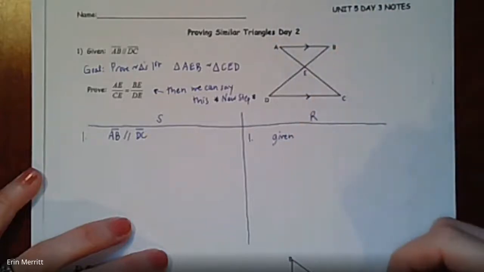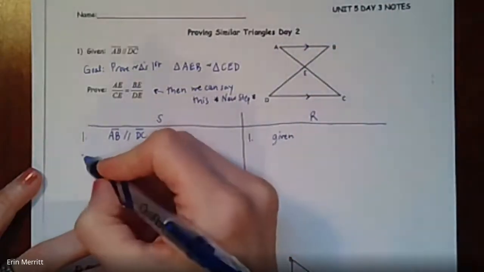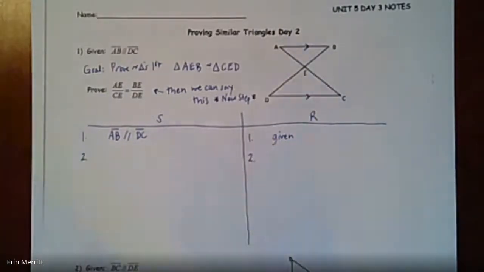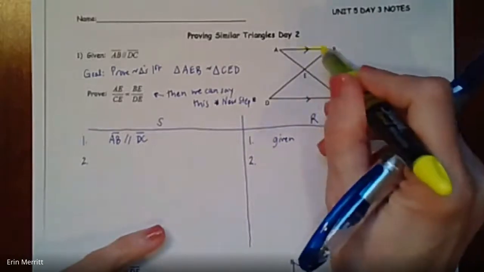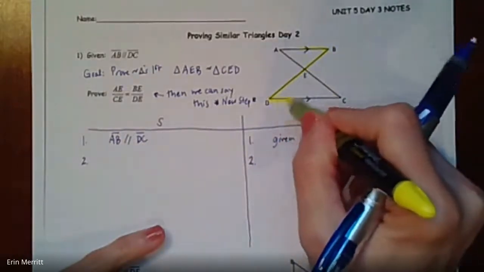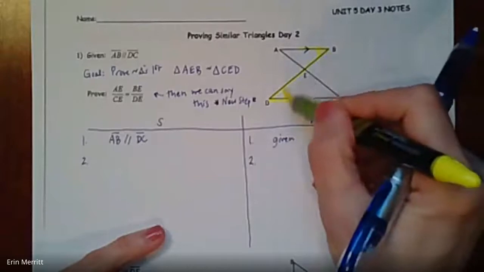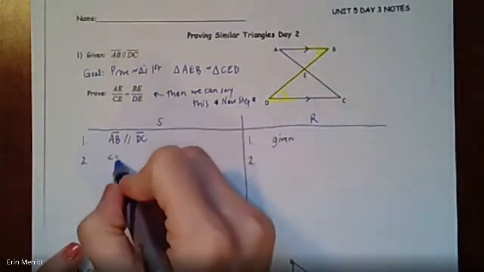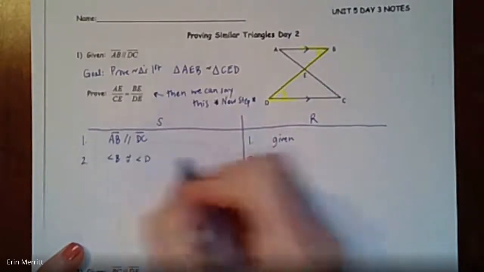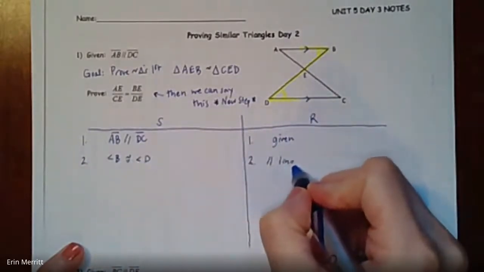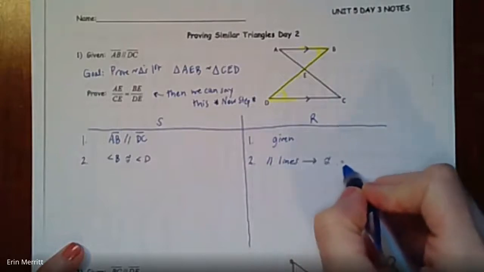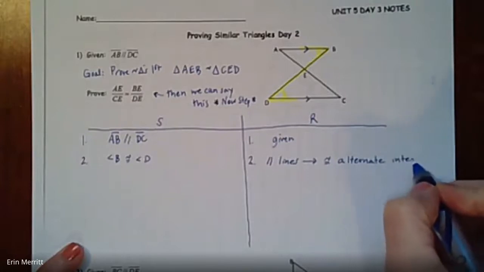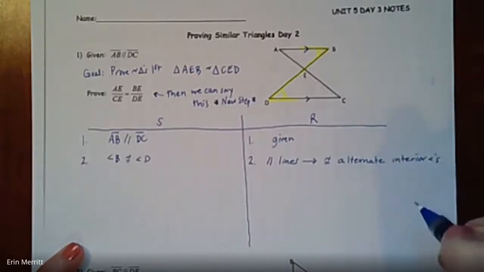We did almost an identical proof in yesterday's notes. So anytime you have parallel lines, think about all the different types of angles you could get. Based on this picture here, there's that nice Z shape. I've got alternate interiors right there. So I can say that angle B is congruent to angle D because parallel lines implies congruent alternate interior angles.